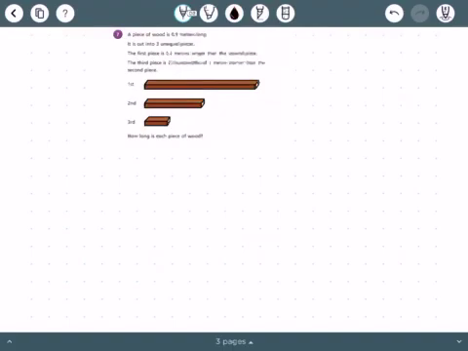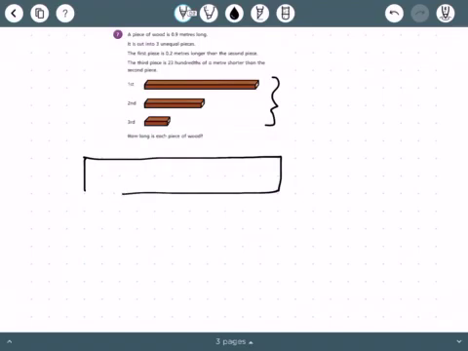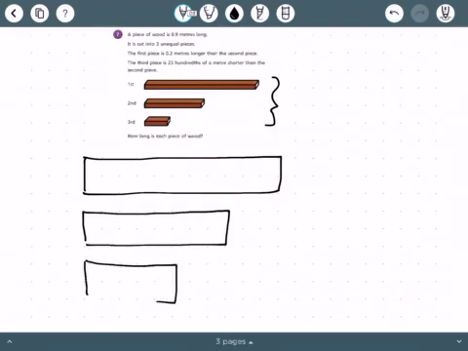I'm going to start off by drawing some bars. They're pretty much there to help you anyway. But I'm going to draw some bars up the top here. So if I draw the first one, that was the first piece. So there's our first piece. Our second piece is here. And our third piece, the smallest piece, is here.